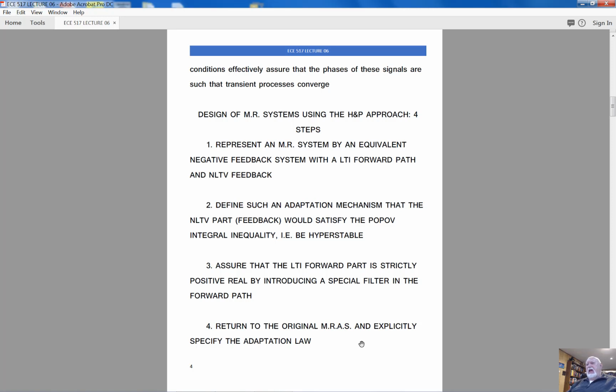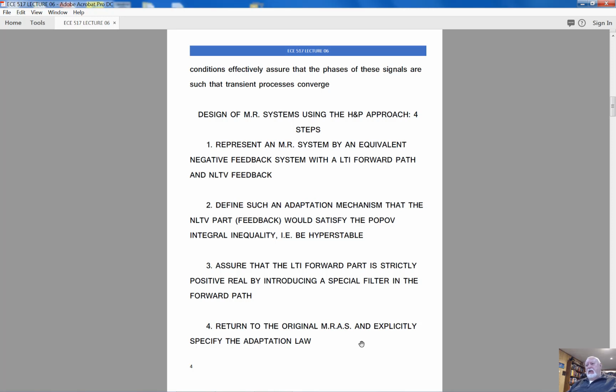Let's talk about the design of a model reference system using the hyperstability and positivity approach. This design requires four steps. Step number 1: we have to represent a model reference system by an equivalent negative feedback system with a linear time-invariant forward path and nonlinear time-varying feedback. We will be considering several applications, and in each application we will start from creating this nonlinear negative feedback system.